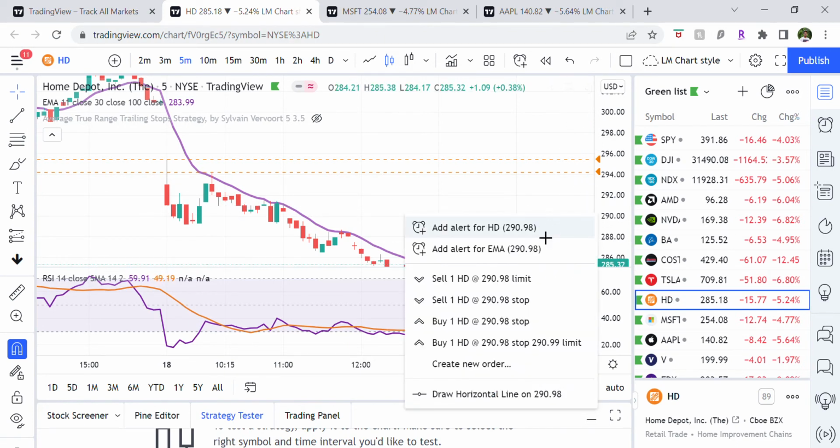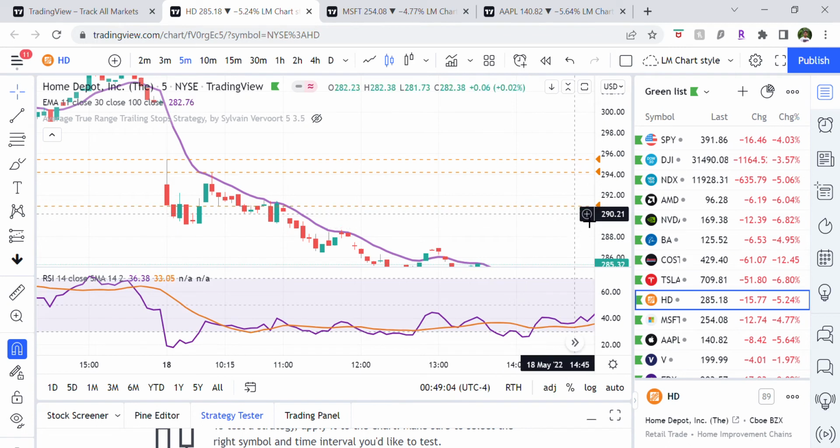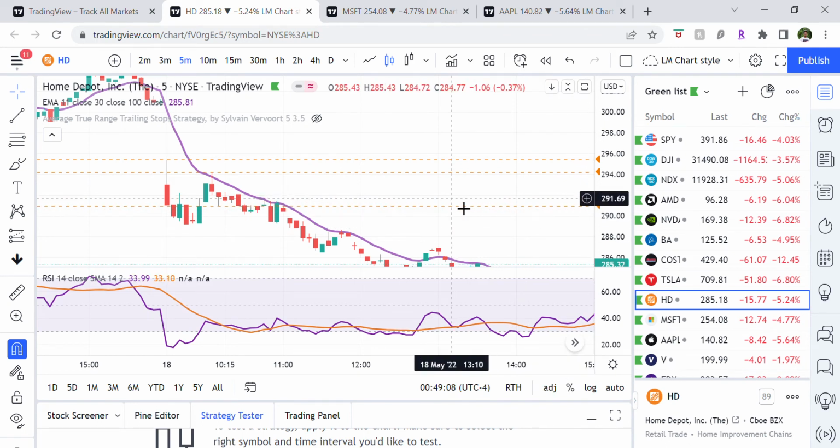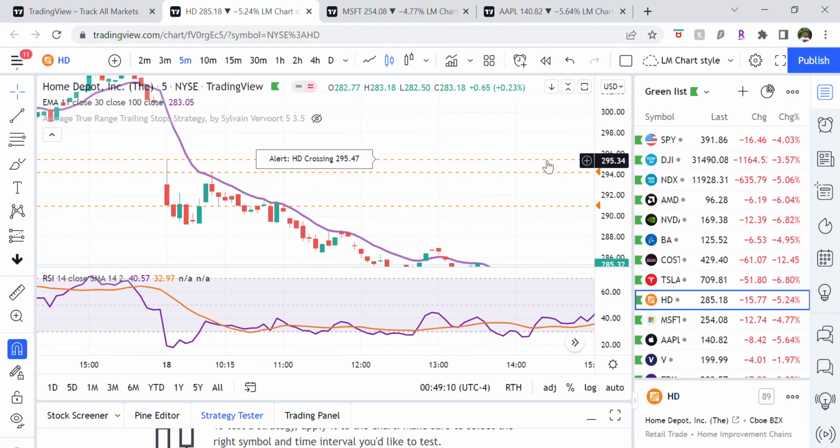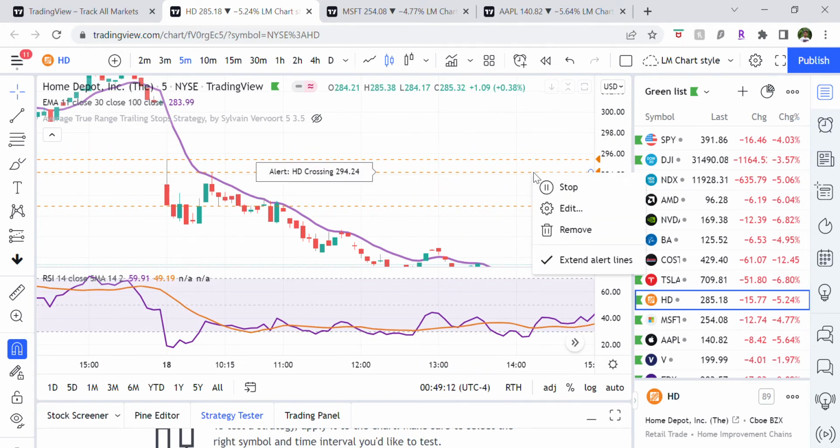I have entered my trades anything below 291. I have entered my puts over here. I have already defined my stop loss. Now my stop loss is, I will remove this particular line. This was the entry line.